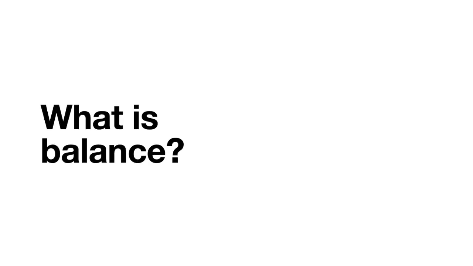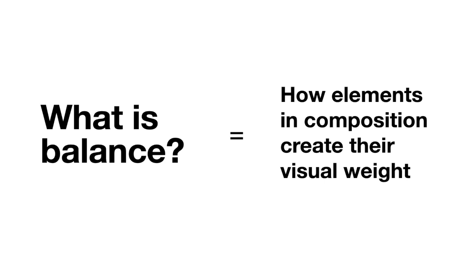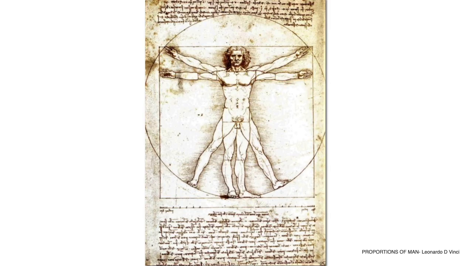Next principle will be balance. What is balance? It is how elements in a composition create their visual weight. Let's see this picture. Is this picture balanced? Do you know where the center line of this picture is? Is it in the middle? Yeah, it's in the middle. And also there are two lines in this picture at the center of this Vitruvian Man.